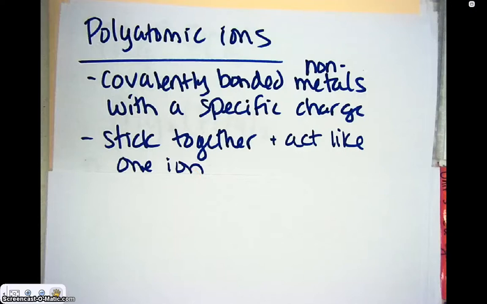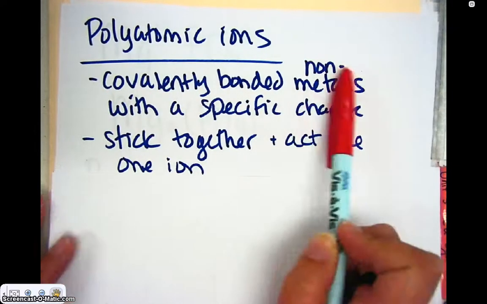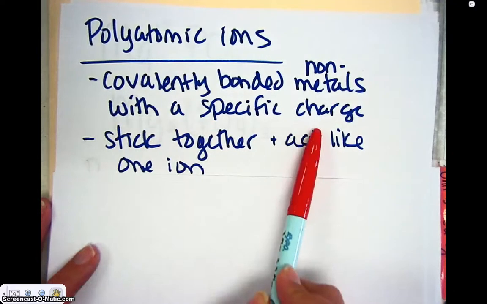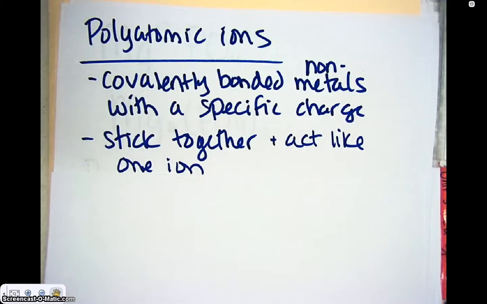In this video, we're going to learn about polyatomic ions as well as when to use parentheses when we're writing formulas given a name. A polyatomic ion is a covalently bonded group of nonmetals that have a specific charge. We'll learn in the next unit that a covalent bond is a pretty strong bond between two nonmetals. So we have some nonmetals that have hooked together and they have a specific charge. They always stick together and they act like just one ion.